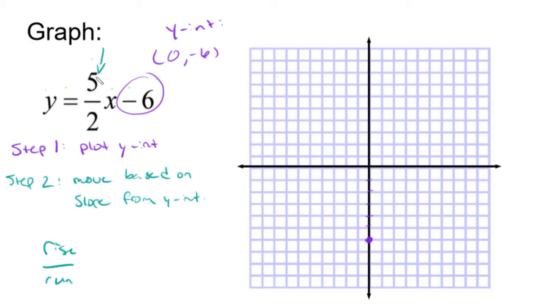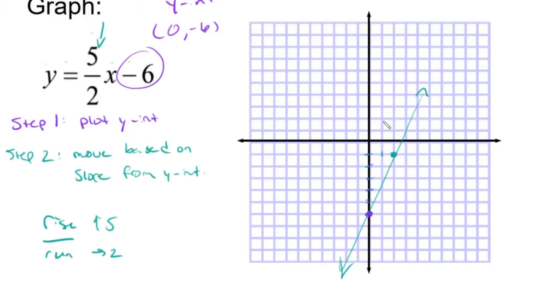So the top number is how far up or down you'd go, and it's a positive 5, so you go up 5. And the 2 down here is how far left and right you go, and since it's positive, you move to the right. So you'd go up 5 and right 2 from this point. So up 5, 1, 2, 3, 4, 5, and right 2, and that's what you've got. And you have a line that connects these 2 points. And there you have it.